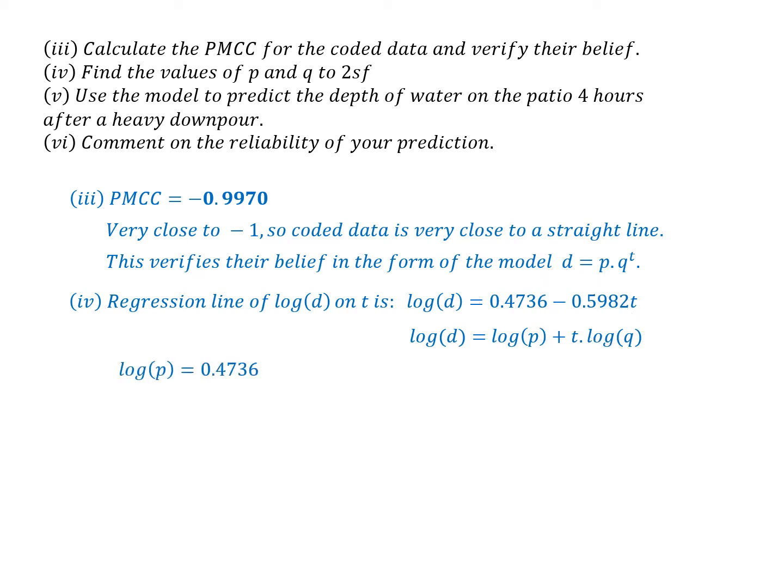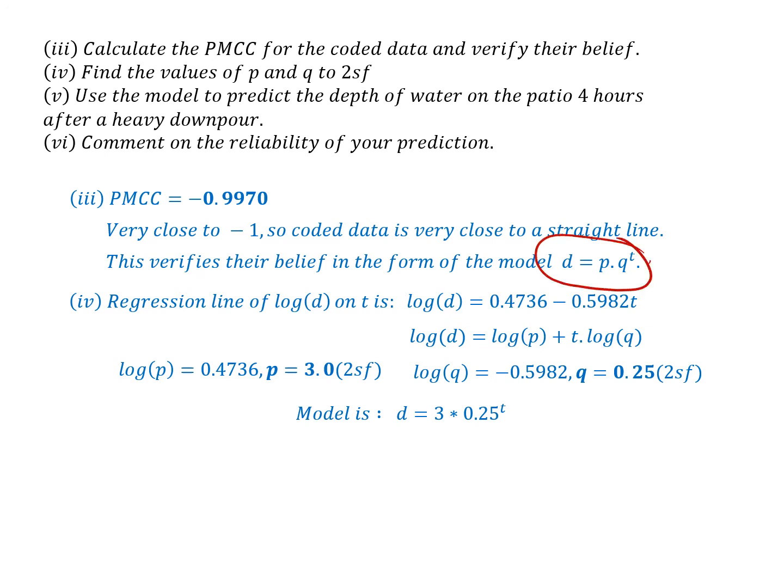So log P is 0.4736, so P is 10 to the power of 0.4736, which is 3.0, to two significant figures. Log Q is minus 0.5982. Q is 10 to the power of that, which is 0.25. Part 5 asks us to use this model. Oh, we need to write down what the model is. So that's the model with those values of P and Q substituted into their correct places.